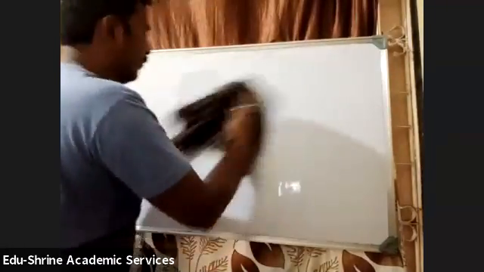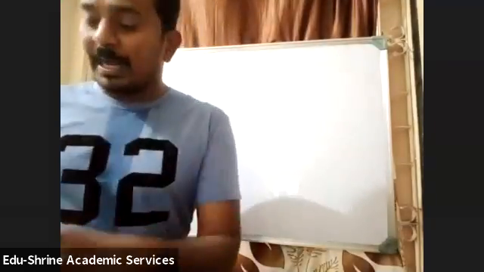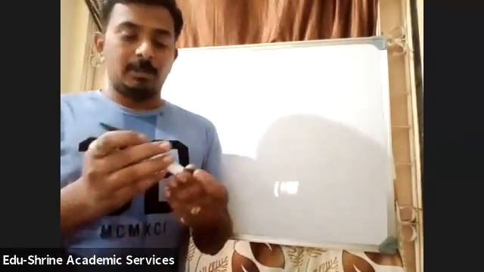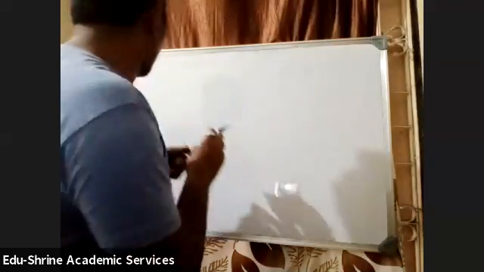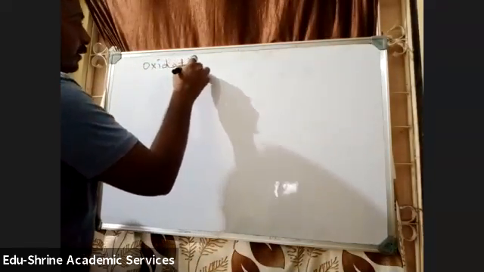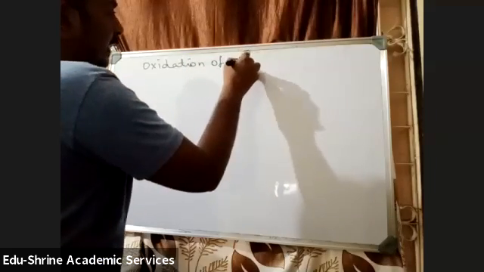Let us continue with chemical properties of alkynes. Electrophilic addition reactions are done, up to addition of HOX. We'll continue with the next chemical property: oxidation of alkynes.